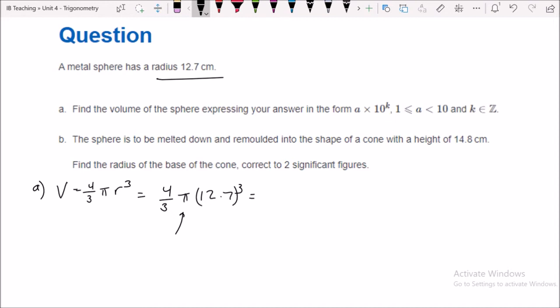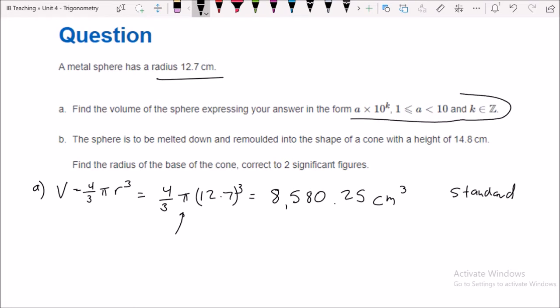Okay, and I got 8,580.25. And let's pay attention to our units. Usually when we do area and volume, we really do need to pay close attention to our units. This was centimeters, and volumes are cubic, so that's going to be centimeters cubed. However, this right now is in standard form for a number, and they asked us to write it in scientific notation. That's what that right there is saying.